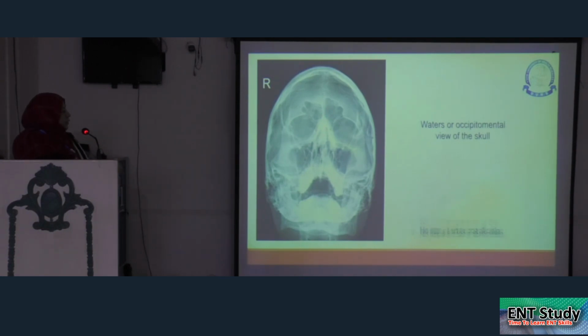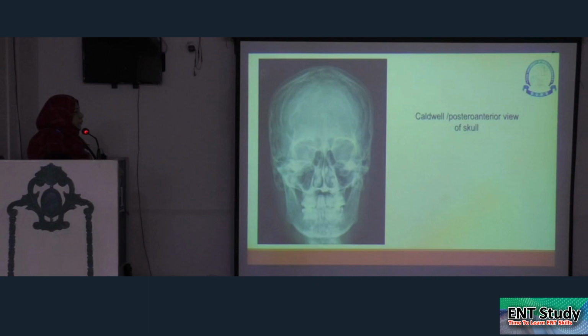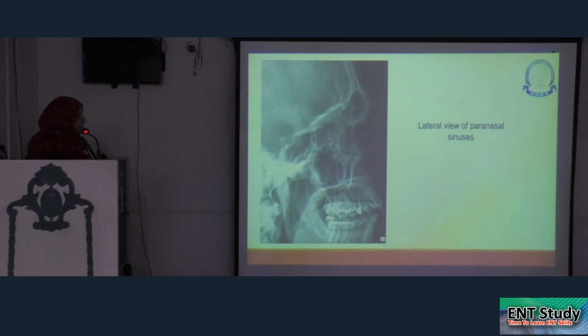demonstrate well on the water view as compared to other sinuses, and then we have to assess the opacification or any bony deformity. This is the caudal view of the skull that shows the frontal sinus and the ethmoid sinus very well as compared to others, because the petrous bone obscures the maxillary sinus in this view. Then the lateral view of the paranasal sinus will show the posterior and anterior wall of the maxillary and the frontal sinus as well as the sphenoid sinus well on this view.